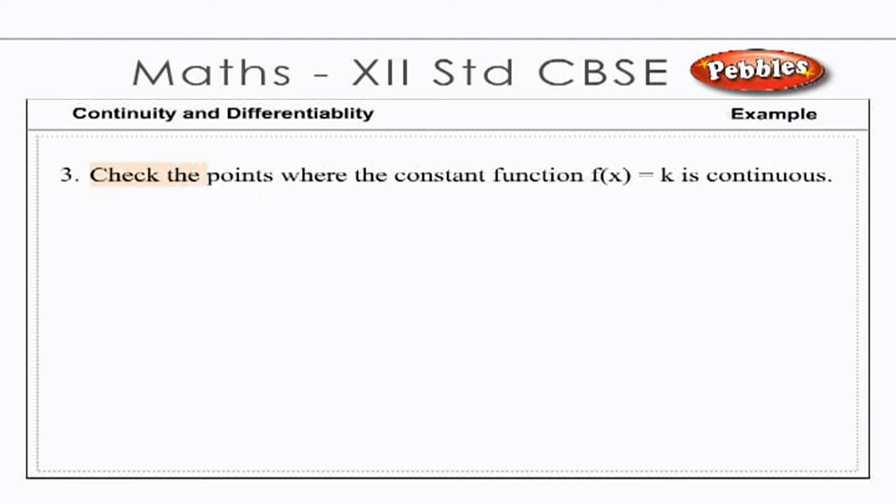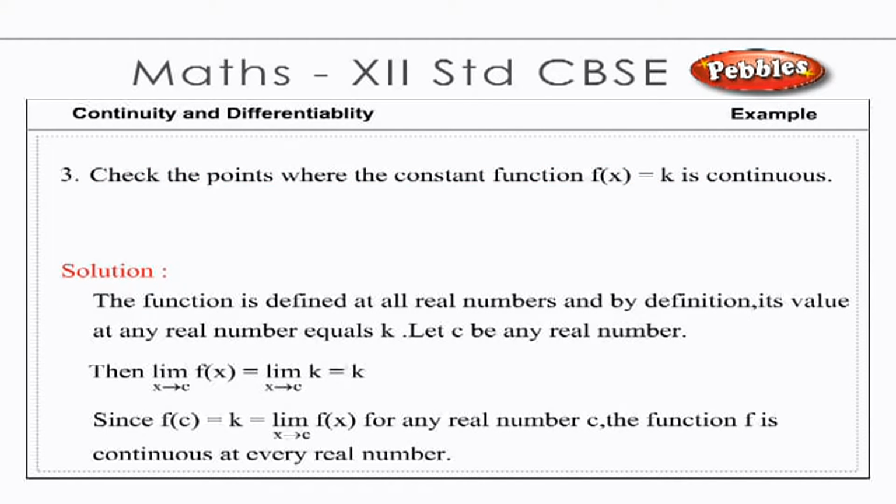Example: check the points where the constant function f of x equal to k is continuous. Solution: the function is defined at all real numbers and by definition, its value at any real number equals k. Let c be any real number. Then, limit x tends to c of f of x equals limit x tends to c of k, equal to k. Since f of c equals k, equal to limit x tends to c of f of x for any real number c, the function f is continuous at every real number.